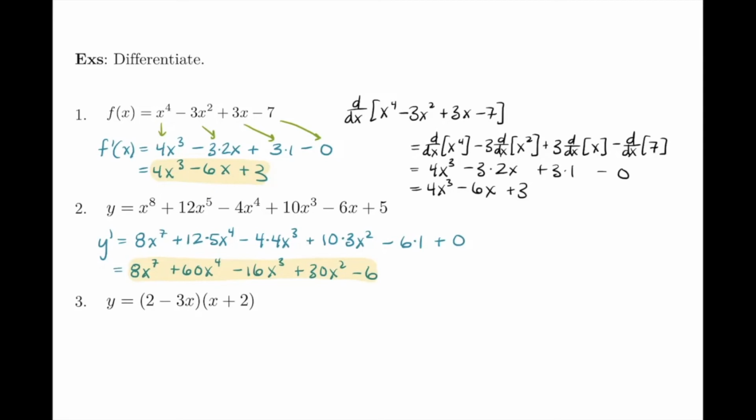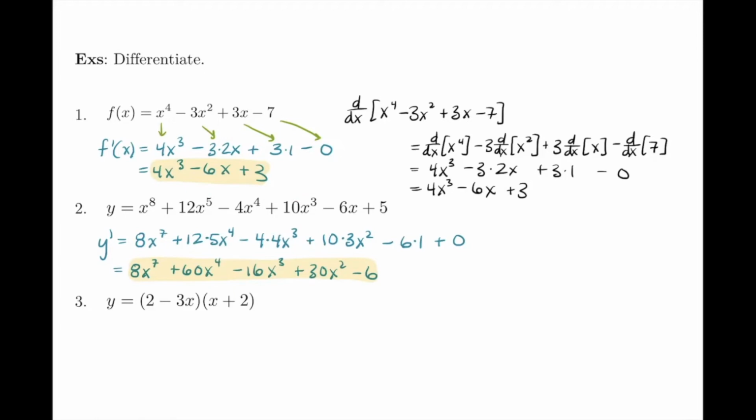Now you might be picking up on the pattern that when we have a constant multiple in front of a power, then what we end up doing when we differentiate is we bring the power and multiply it by the constant in the front. So 12 times 5x to the fourth, 12 times 5 gave us 60. If you see that, you don't have to write this intermediary step. You can go straight to here. Same thing with 4 times 4 gave us 16, and 3 times 10 gave us 30.